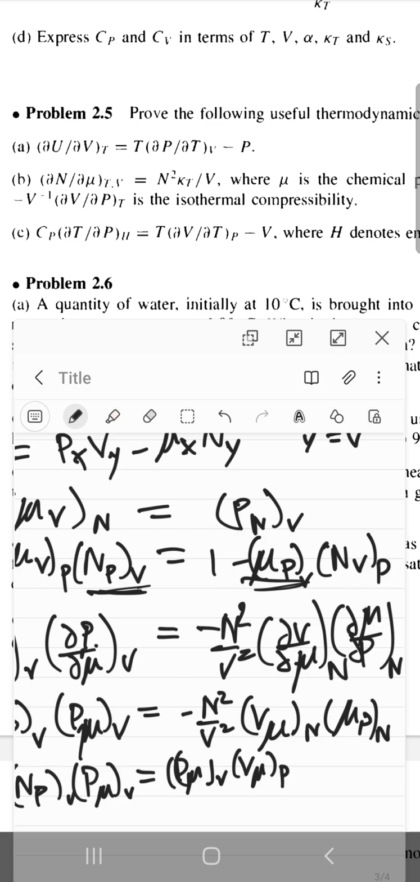I'm feeling really sleepy right now. I don't want to be continuing. I don't want to continue this. I have no idea where this n square upon v square term is gonna come from. I should take a break.